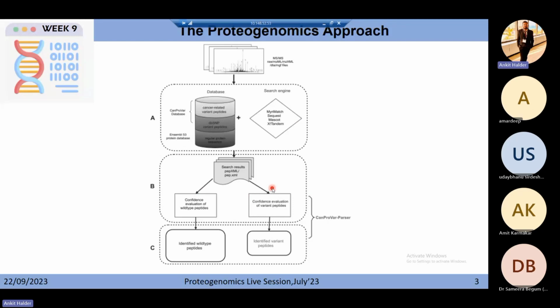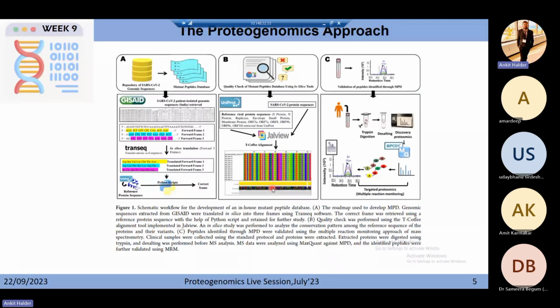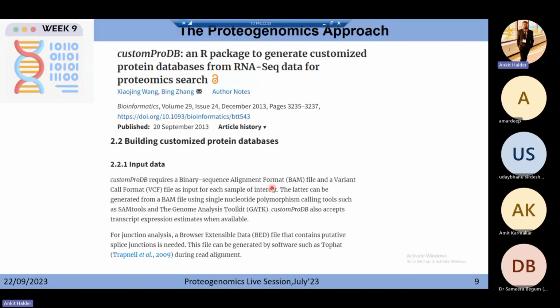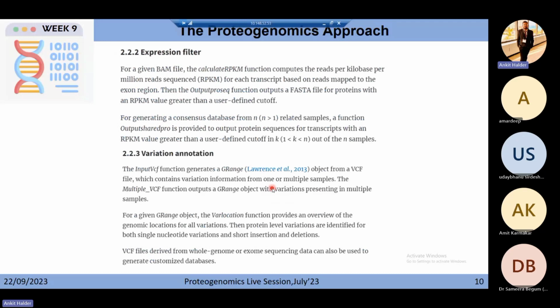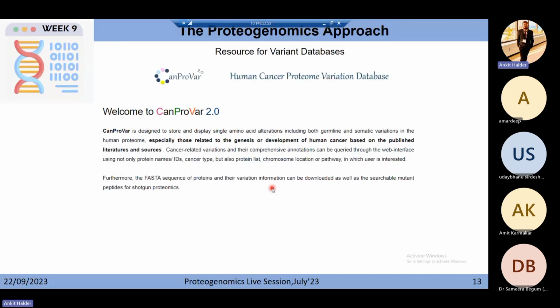Then we have discussed how the databases can be built, and with a case study of how we could help in detecting certain mutant peptides in COVID with the help of this simple concept, which can be extrapolated from cancer to any infectious diseases, and for any kind of microbial and epidemic diseases. Second is the custom protein database, which is from RNA-seq, but you can do it from whole genome and whole exome sequence also. With the VCF files, you can generate the customized databases, and that's why we discussed the VCF file format at great length, because it helps us in annotating the variants as well as in database generation. Then followed by some resources like the CanProVar.